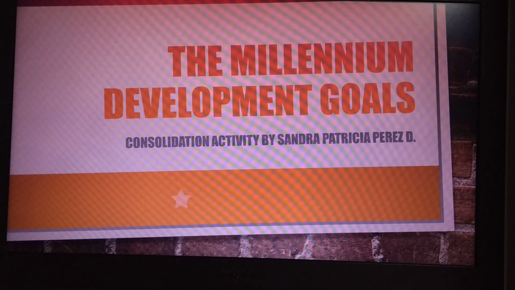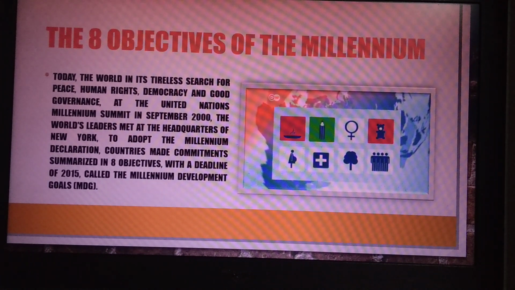The Millennium Development Goals, Consolidation Activity by Sandra Patricia Perez. The 8 objectives of the millennium.